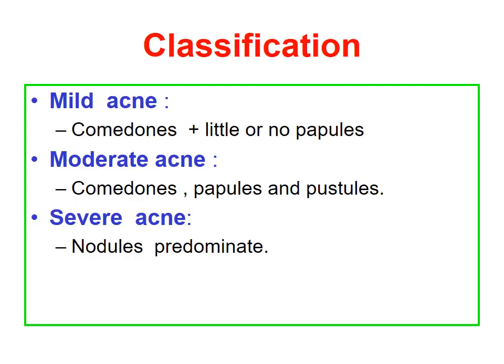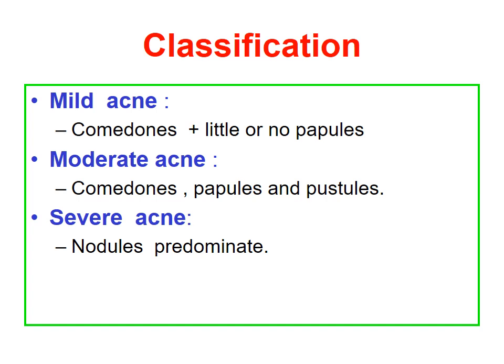Classification: in mild acne, only comedones plus few papules. Moderate, the dominant lesions in addition to the comedones and papules are pustules. So comedones, papules, and pustules. Severe acne, the dominant lesion here is nodules, in addition, of course, to others like comedones, papules, and pustules.